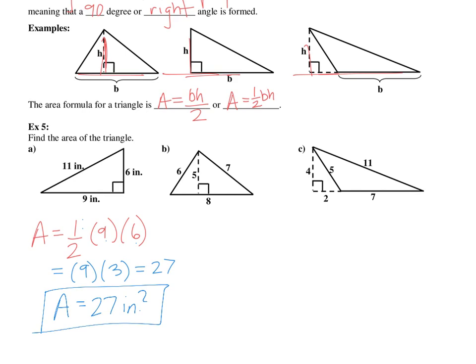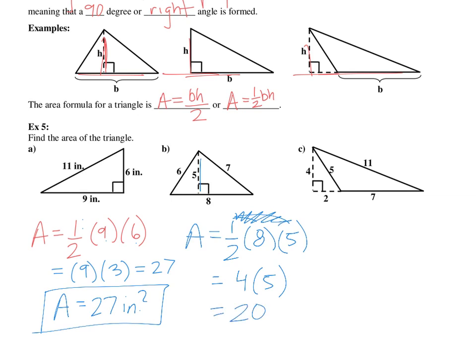For the next problem, area is equal to half base times height. The base is 8, and the height is 5. So I have 4 times 5, and make sure you don't distribute this. I've seen students do that. Do not do that. No distributing. We're doing nothing but multiplication here. Work with 2 numbers at a time. So it's going to be units squared.